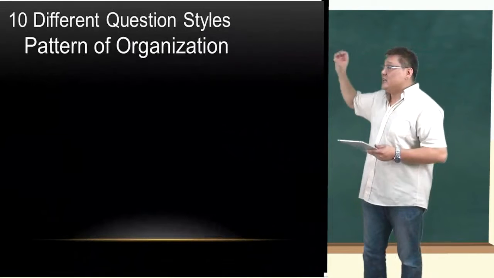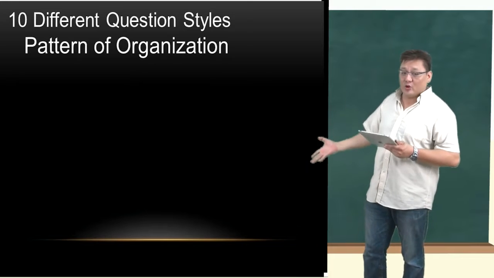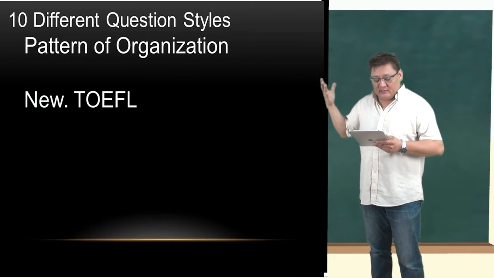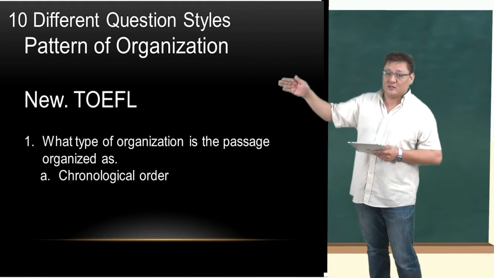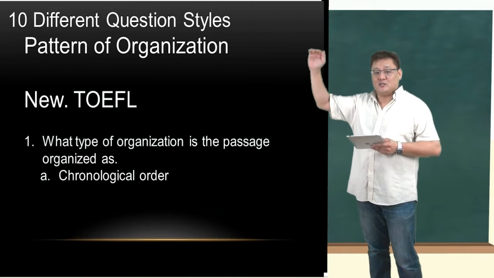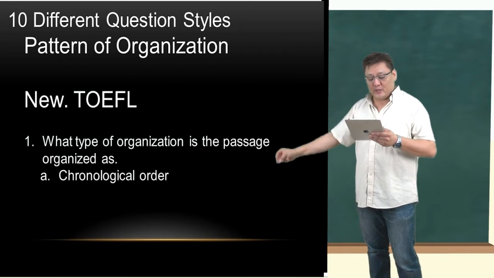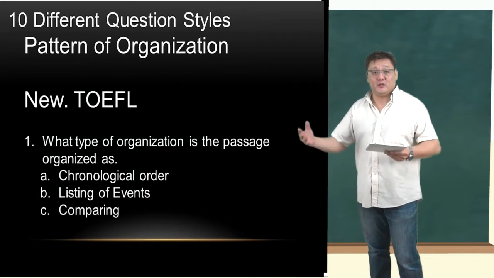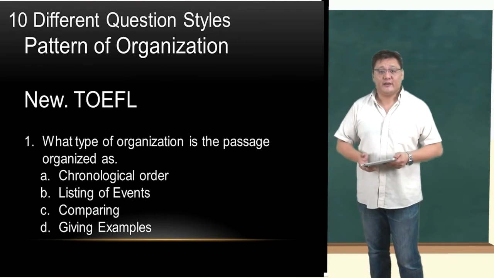Now, we went through 10 different styles of questioning. Questions only come in these styles, nothing else. Okay? So the new TOEFL, which is the iBT and the NIT, right? Is normally organized in this type of order, chronological order, we call it time order. This first, then this, then this, then this. Dates, when? 1995, 1720, in order. That's chronological order. Second one, listing events, what events come out of an occurrence. Third one, comparing. Fourth, giving examples. This is done this way and it turned out like this.